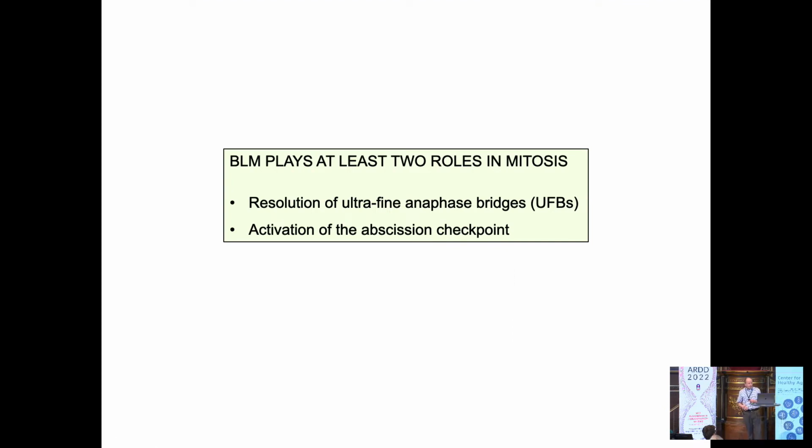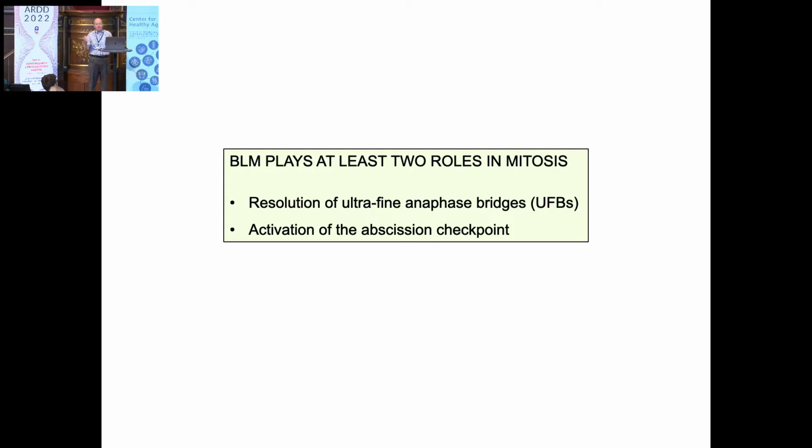So what I'm going to talk about today is really two roles that we see for the BLM protein in mitosis, so during cell division. One is in the resolution of some structures that form in mitosis that we've worked on for many, many years, which are called ultrafine anaphase bridges, UFBs, and I'll show you what we mean by that. But also a new role that is currently unpublished, where we believe that BLM is very important for suppressing aneuploidy by acting in a checkpoint role during mitosis.